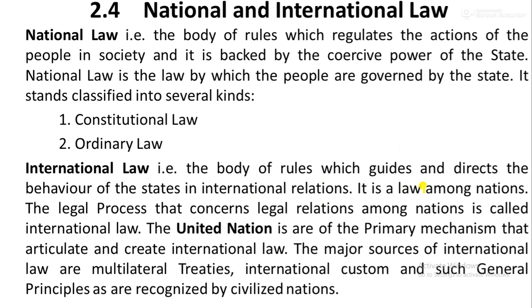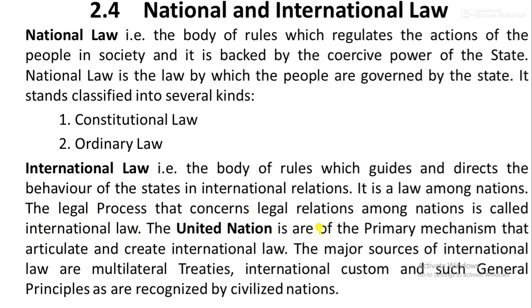It is a law among the nations. So what is international law? Laws among the nations. That means the laws which govern the international countries. So relations between Nepal and China and India are governed by the international law. Relations of Nepal with America are governed by the international law. Clear? The legal process that concerns legal relation among the nations is called international law.